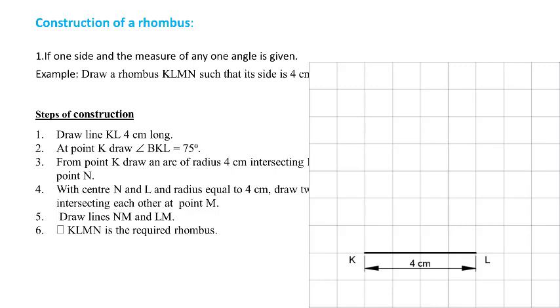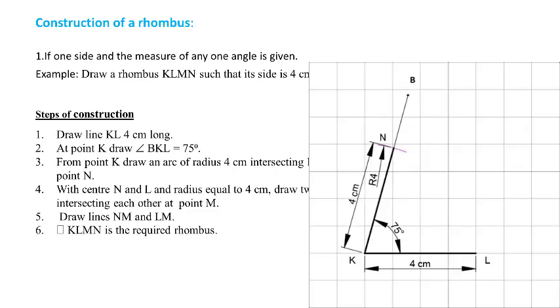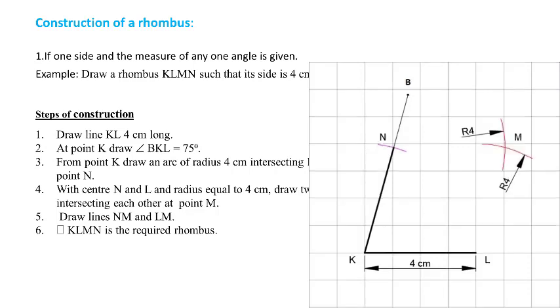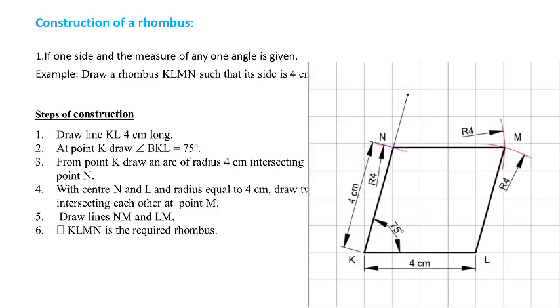First step is, draw line KL 4 cm length using a ruler or scale. Second step is, at point K, draw angle BKL equal to 75 degrees with the help of your protractor. Third step, from point K, draw an arc of radius 4 cm intersecting the line KB at point N. Fourth step is, with center N and L and radius equal to 4 cm, draw two arcs intersecting each other at point M. Fifth step, draw lines NM and LM. Thus, the quadrilateral KLMN is the required rhombus.